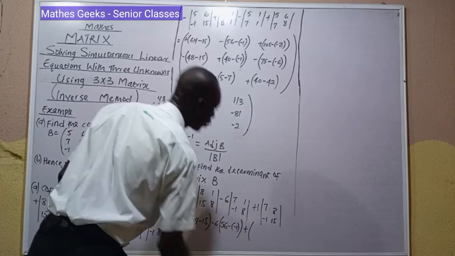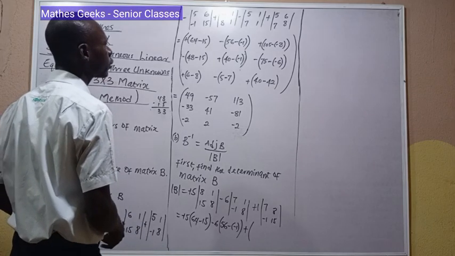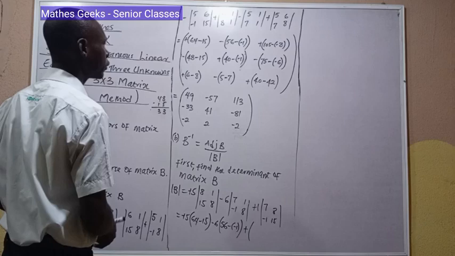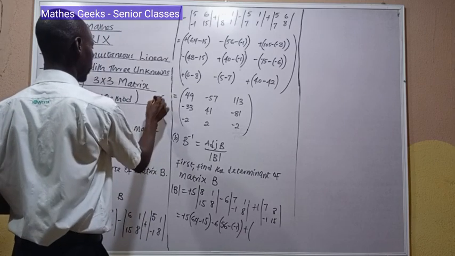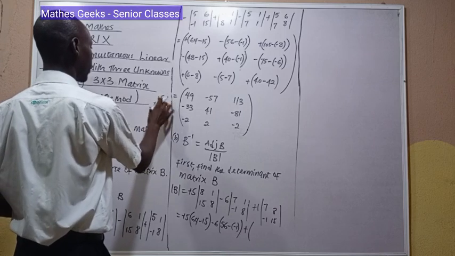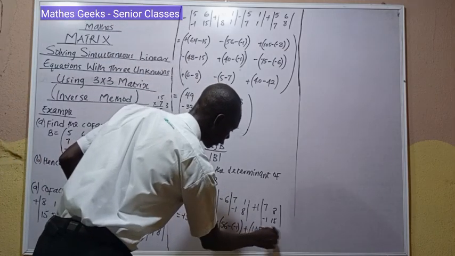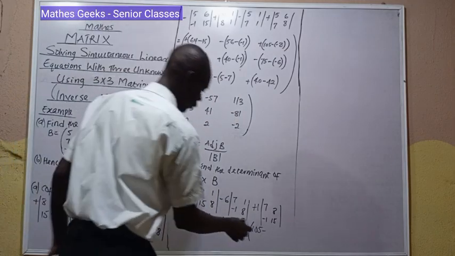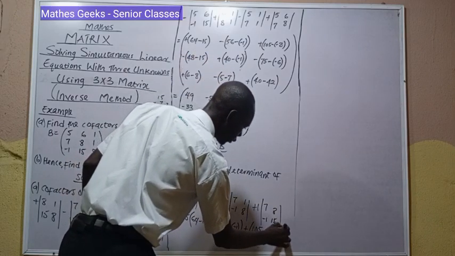7 times 15. 15 times 7: 7 times 5 is 35, 7 times 1 is 7, 105. 105 minus... and 8 times minus 1, minus 8.